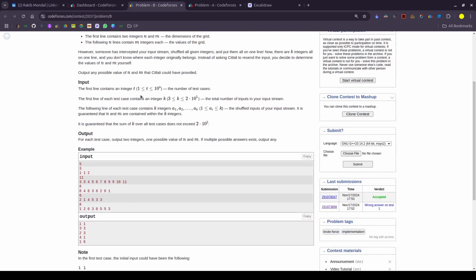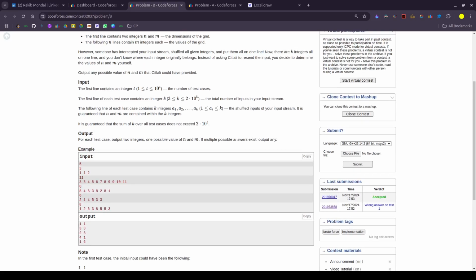The first line will take an integer t, the number of test cases. The first line of each test case contains an integer k, the total number of integers in the input stream. The following line contains k integers, the shuffled input of your input stream. It is guaranteed that n and m are contained within the k integers. For each test case, output two integers, one possible value of n and m. If multiple answers exist, output any of them.